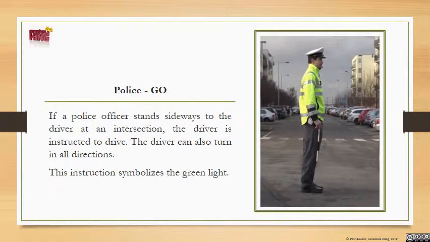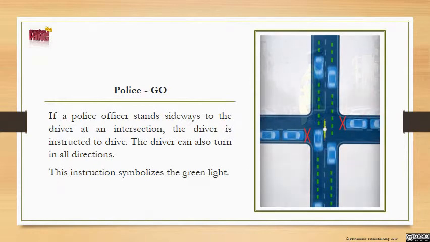Go signal. If a police officer stands sideways to the driver at an intersection, the driver is instructed to drive. The driver can also turn in all directions. This instruction symbolizes the green light.